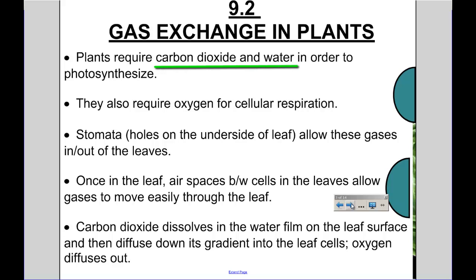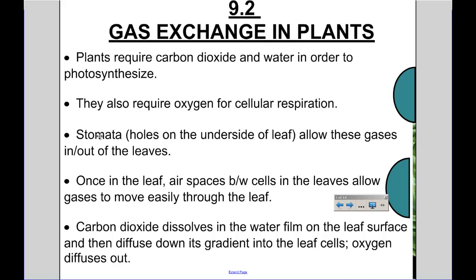So plants require CO2 and water in order to photosynthesize. They also require oxygen for cell respiration. Photosynthesis makes glucose for the plant. So if you have an apple, the reason why it tastes sweet is because the apple tree made glucose using photosynthesis. The plants also require oxygen for cell respiration because cell respiration is the process that uses glucose to provide energy for the plant to do certain things like growing.